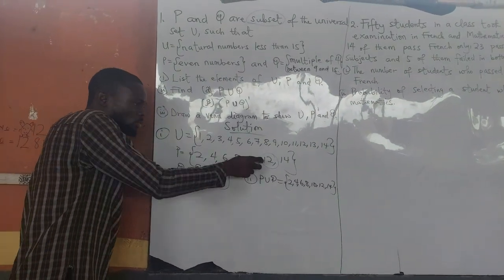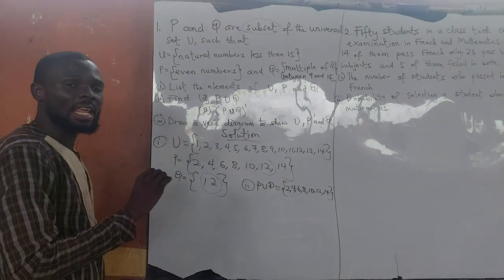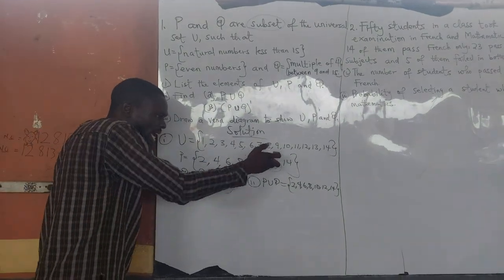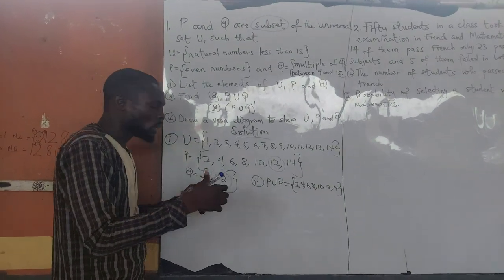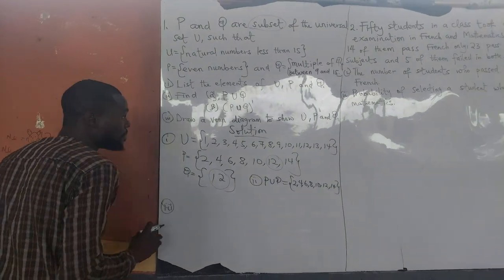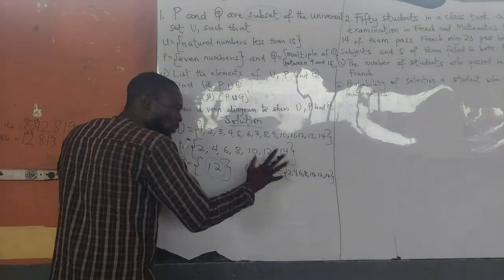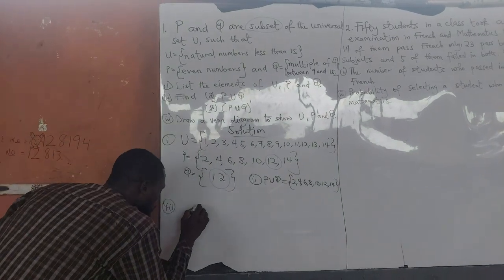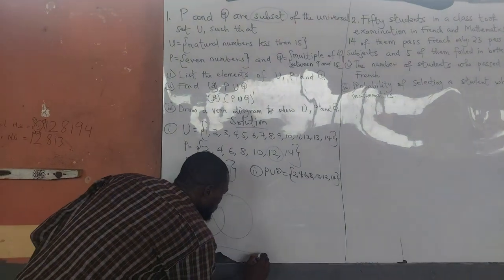P, we have 12. Q, we have 12. So in drawing our Venn diagram, we are just going to make sure that everything that we are having here are intersections. Before we come to the P union Q, I want us to look at the Venn diagram, then we look at the P union Q prime. With the Venn diagram, we just have to draw our two circles, one intersecting the other, like this.